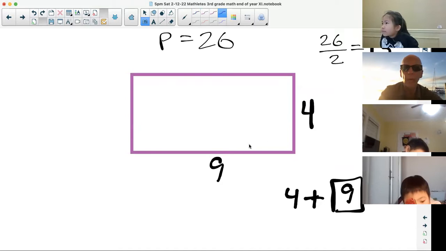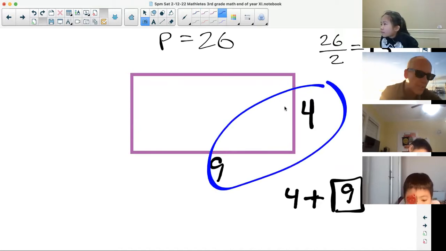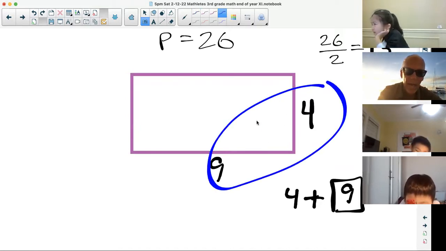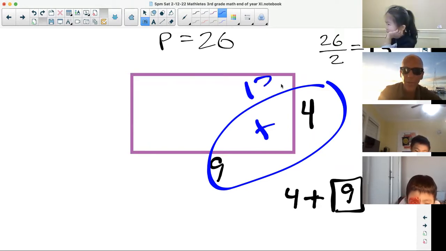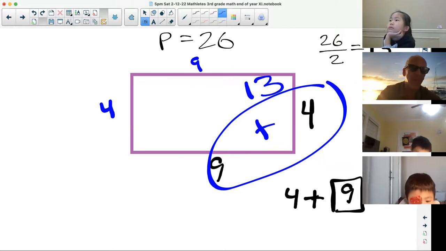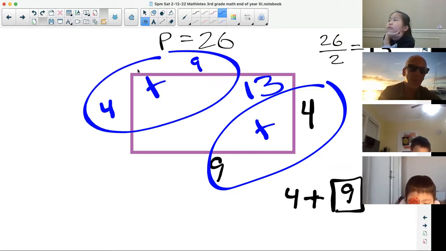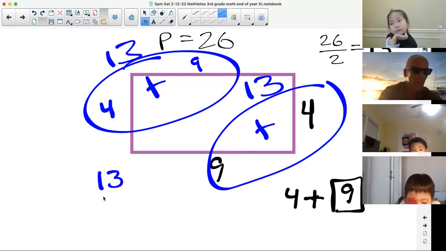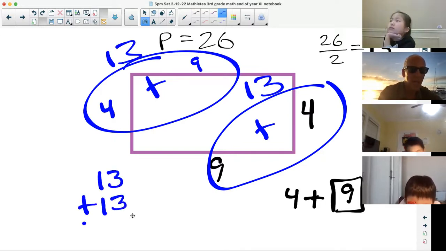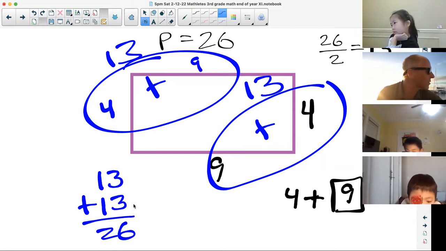So if we know that we have two dimensions of 9 and 4, add them together, you get 13. Add these together, you also get 13. And 13 plus 13 equals 26. So you guys see that?